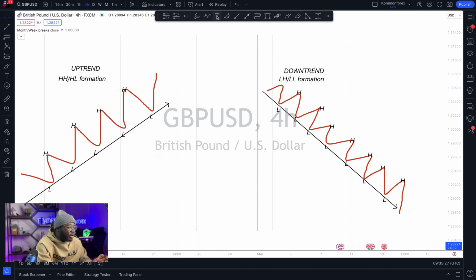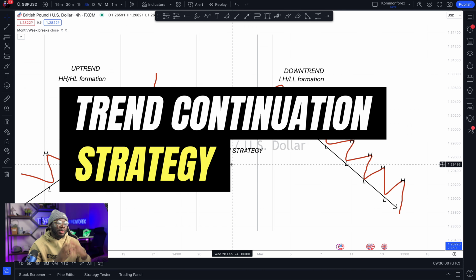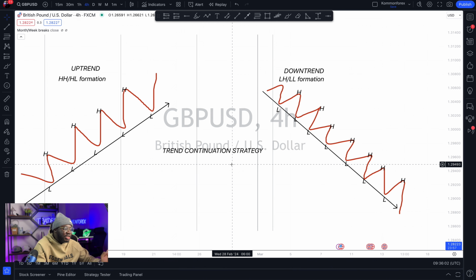This is what I call the trend continuation strategy. What basically happens with this trend continuation strategy is that you're actually looking to keep buying as the market keeps going in an uptrend, and then you also want to keep selling as the market keeps what, dropping in a downtrend. This is simply one of the simplest strategies you can actually use as a beginner, and it works a lot on the lower time frames.